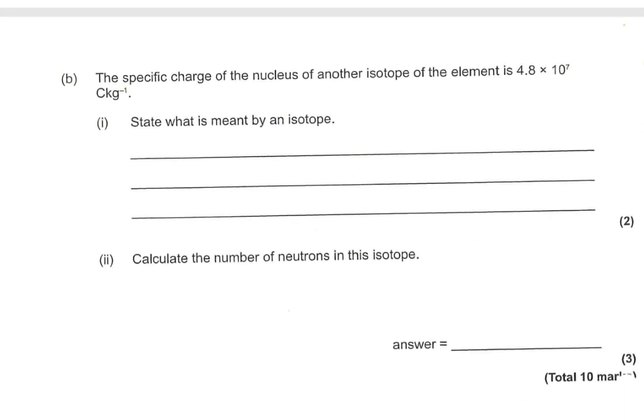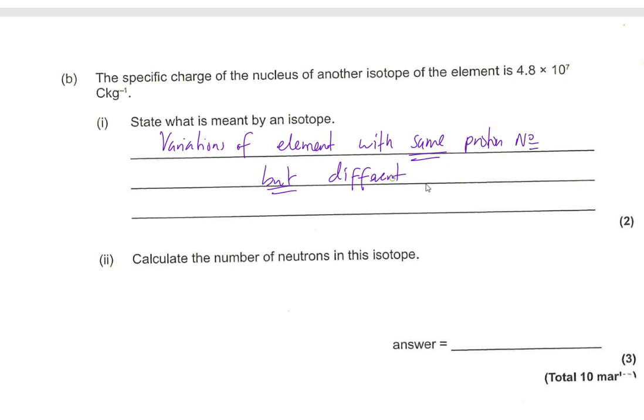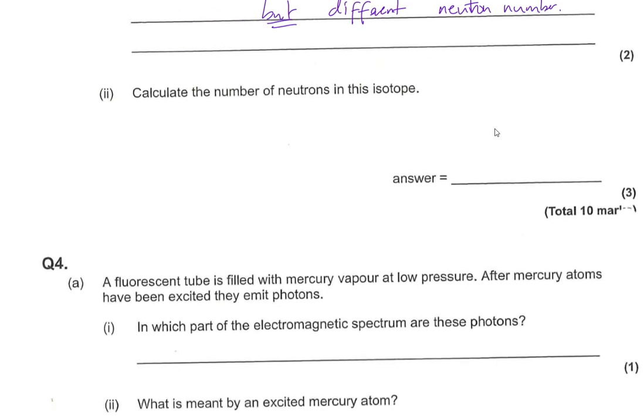Now, what is meant by isotope? Okay, so there are variations of elements with the same, so what's the same? Same proton number, but different nucleon number, neutron number. So they have the same proton number but different nucleon number, neutron number.